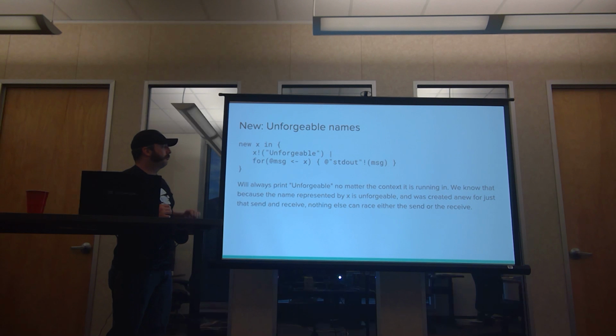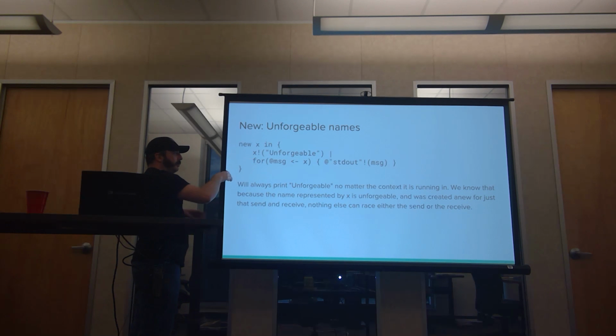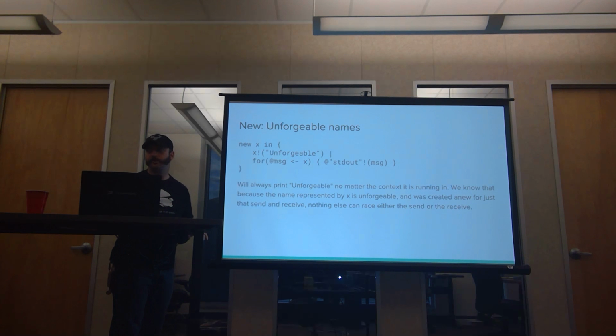But now, if you remember, I'm not going to flip all the way back, but remember that we could have races on the quoted string A. Well, we know where X is, we know that X didn't escape and didn't get sent anywhere. So there are no races possible on X. So this is always going to print unforgeable, no matter what context it's running in, because we know that nothing else can create a name that got assigned to X and race so that something else gets there.